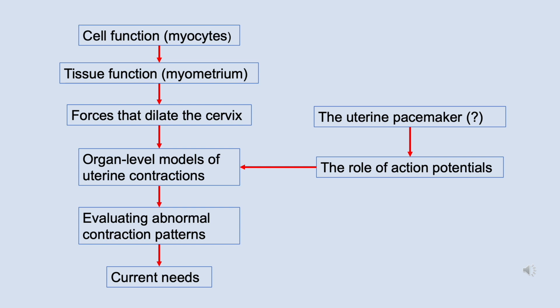Of course, the organ-level models are based upon forces that dilate the cervix, and the forces are created by the tissue or the myometrium, and the myometrial forces are created by the forces produced by the individual cells or myocytes. Along the way, we're going to be talking about the uterine pacemaker, or if there is one, something has to begin or initiate a contraction, but is it a fixed pacemaker, or exactly where is it if it is a fixed pacemaker? And the role of action potentials and how action potentials propagate and how far they can propagate, and new observations about action potentials in the uterus.